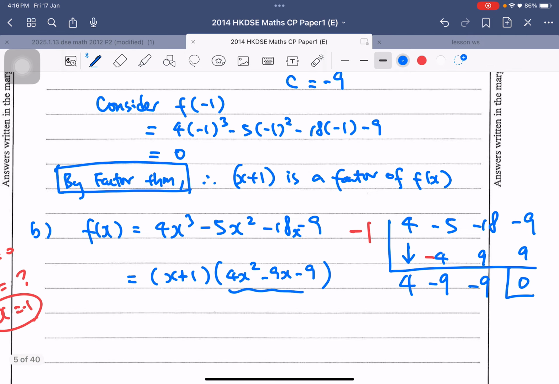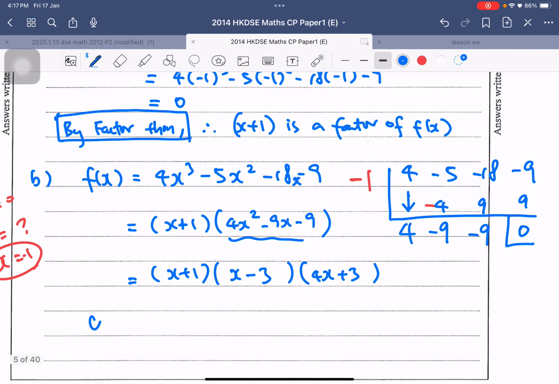Okay? The quadratic then you can solve as, yes. Then you can solve this by using what? Formula. Giving you what? 3 and minus 0.2. But what you need to write here? X minus 3 and 4x plus 3. Okay? So now we consider f(x) is equal to 0.